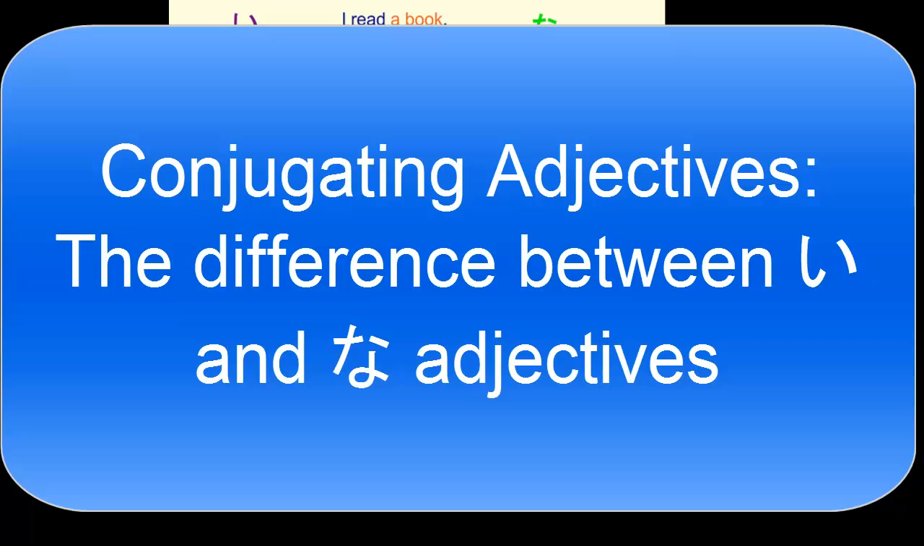First, we're going to make a very simple sentence, and then we're going to add either i adjectives or na adjectives to it and see how it behaves. Here's our sentence. I read a book. The key word here is always the verb. The verb goes at the end of the Japanese sentence. I read. And of course, it's generally not necessary to add the word I because it's understood.